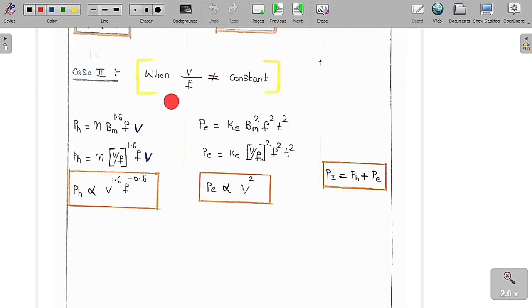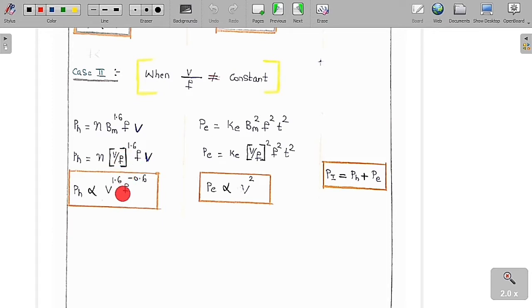Now the second case: if V by F is not constant, it means Bm is not constant. Then we will see what is the nature of Ph and Pe. Ph is equal to eta Bm to the power of 1.6 into F into volume of core. Bm is nothing but V by F. So now substitute here, V by F to the power of 1.6, into F. As it is not constant, then we do the simplification.